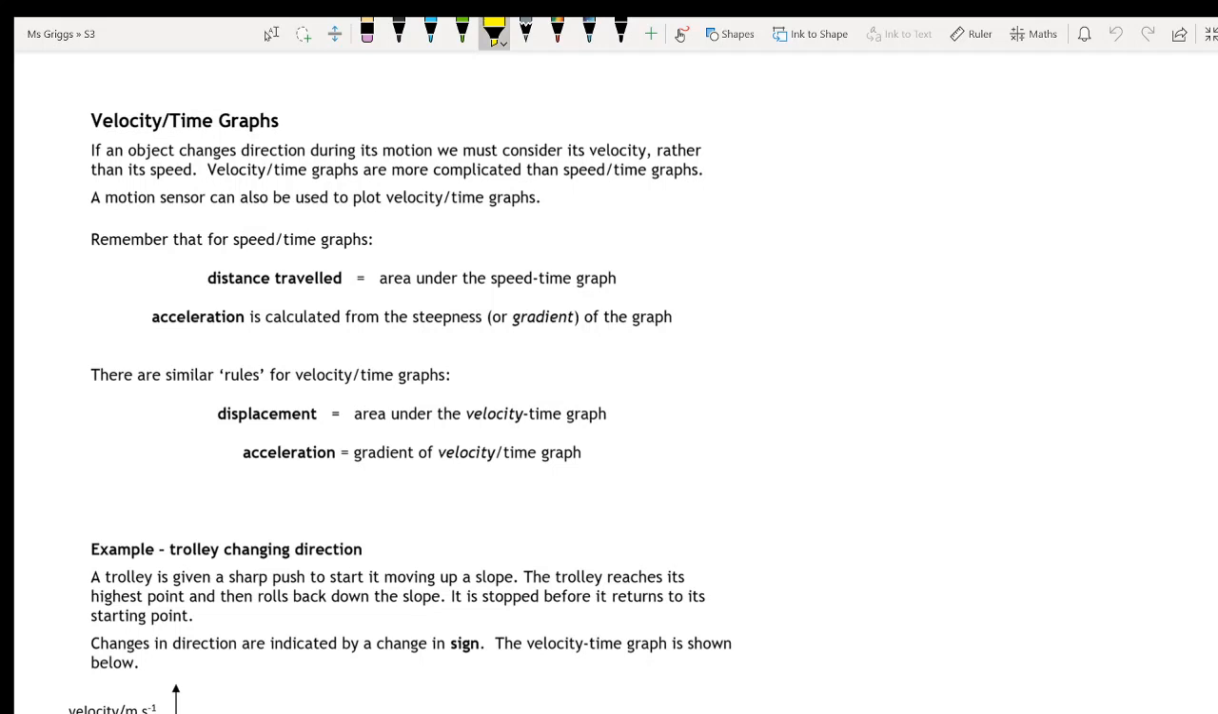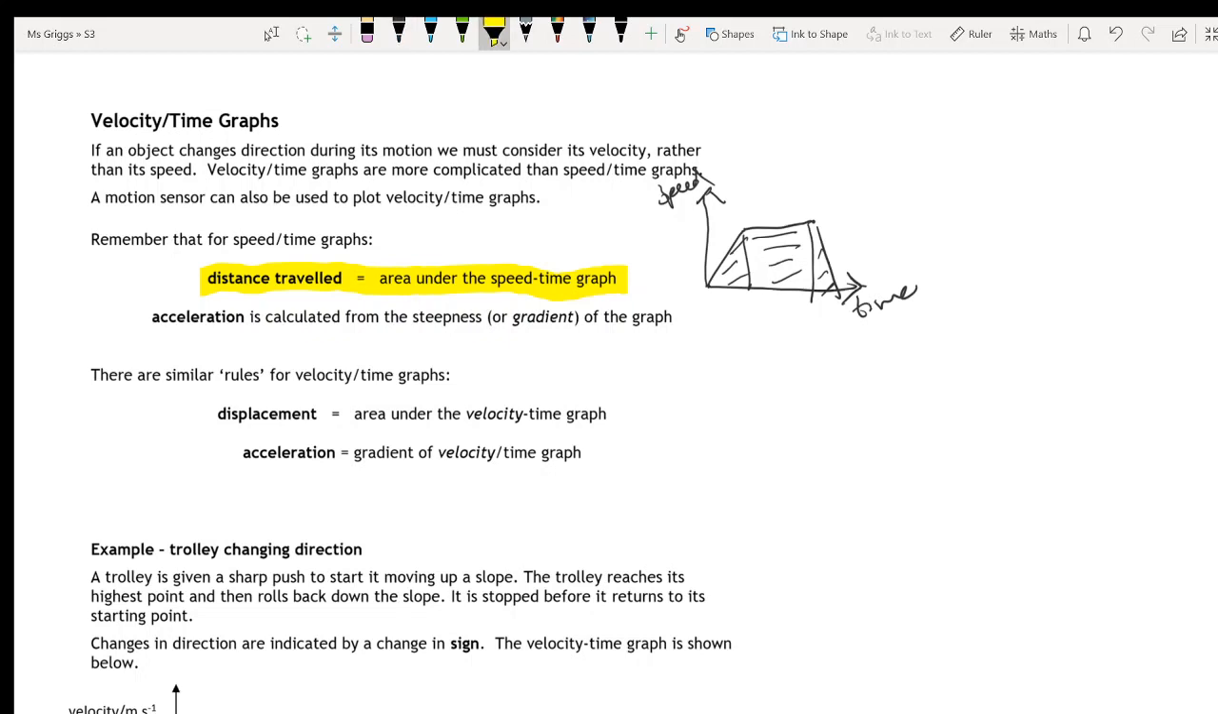And for speed time graphs, there are certain rules that you need to remember. So you can work out the distance travelled by working out the area under the speed time graph. Remember when we were talking about these, I said that people always forget this rule. They always make it harder than it is. So distance travelled is the area under the speed time graph. So it could be that you've got a graph that looks like this, speed and time. And quite often it does this, then that. And you have to split it into sections, work out the area of each section and add them up.